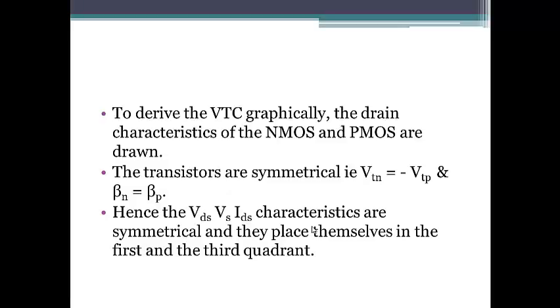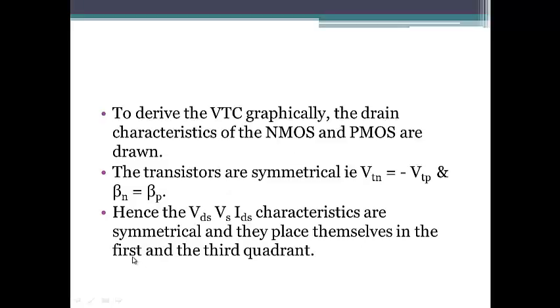Now to derive the voltage transfer characteristics graphically, the drain characteristics of NMOS and PMOS are drawn separately. We have already assumed that they are symmetrical transistors. Their threshold voltages are the same but with opposite polarity, and beta n and beta p are also the same. So let us draw the drain characteristics. Drain characteristics is nothing but VDS versus ID. These characteristics of both the transistors are drawn. VDS versus ID characteristics are symmetrical, and they place themselves in the first and the third quadrant.